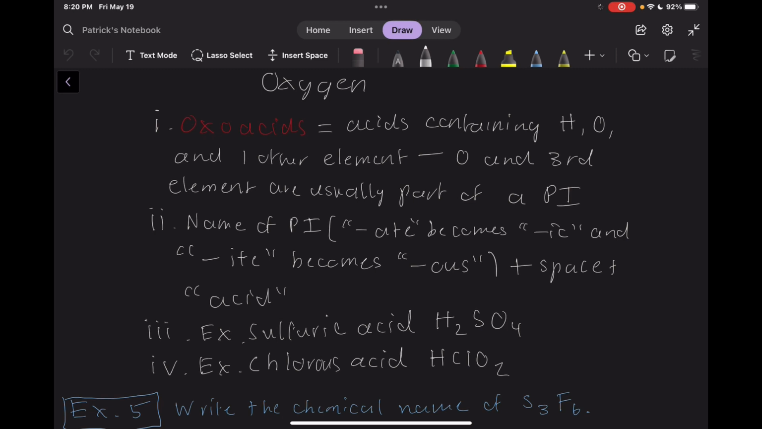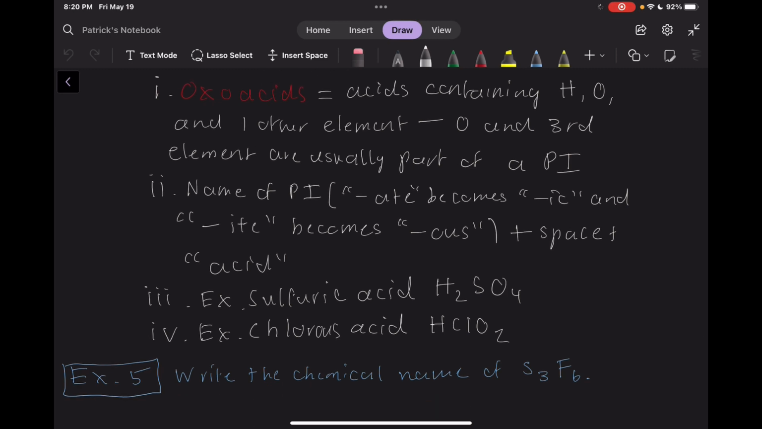Once again, two examples. First, we have sulfuric acid, which combines hydrogen with the sulfate polyatomic ion. Our second example is chlorous acid, which combines hydrogen with the chlorite ion.